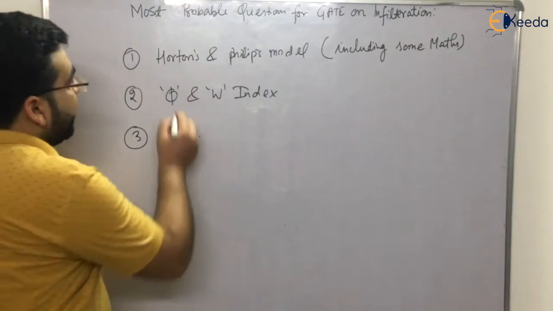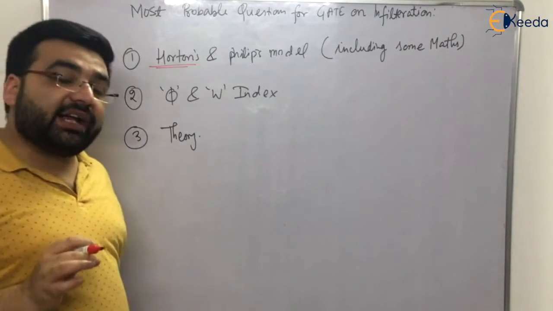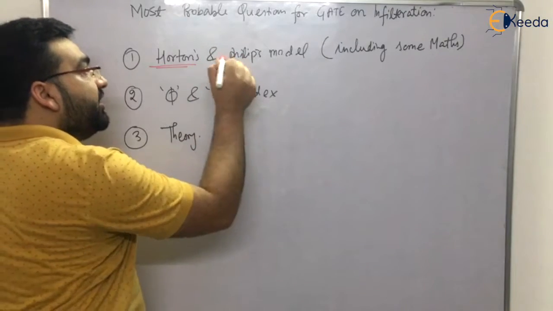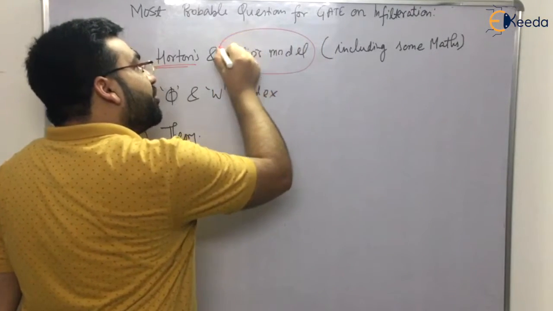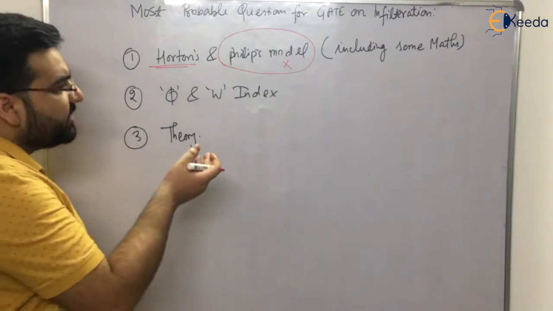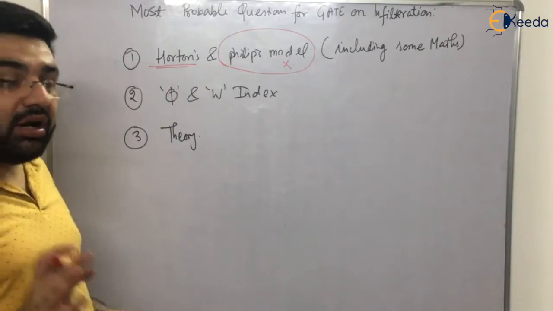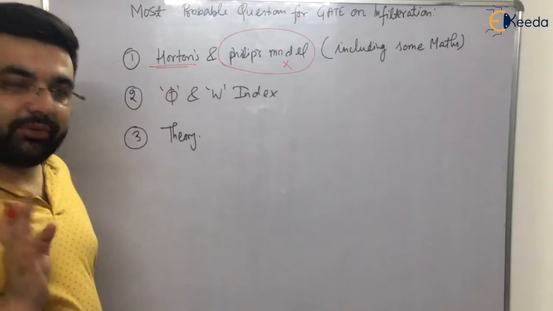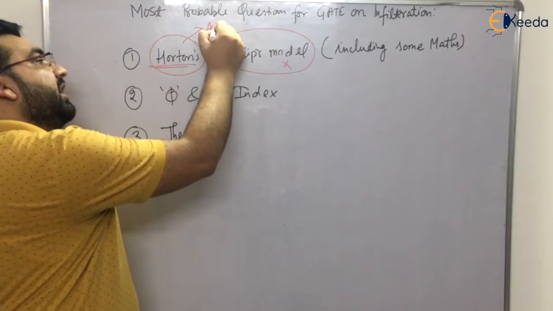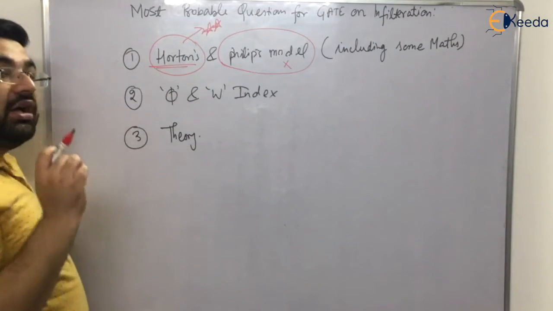So the first important topic is Horton's equation. Just keep in mind, this is very important, Horton's and Phillips model. Till now, not even a single question has been asked on the Phillips model. Some theoretical questions have been asked, but that is not exactly on the Phillips model, that is actually on the Horton's model. But Phillips model is also important, right? But Horton's model is very important. Even I feel that this year also some questions can come on the Horton's, right?